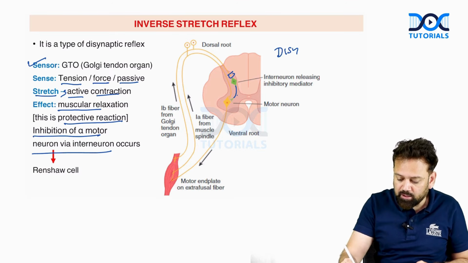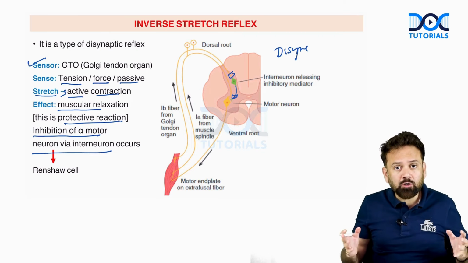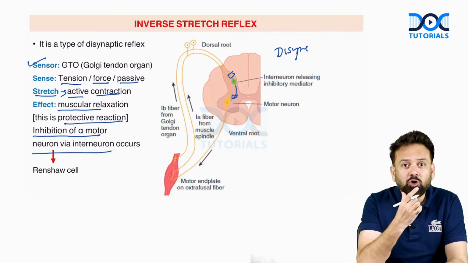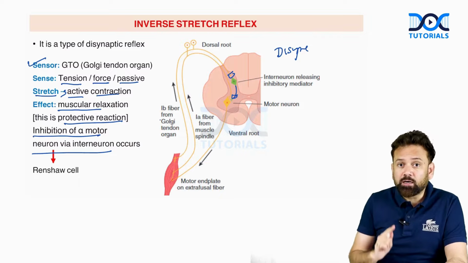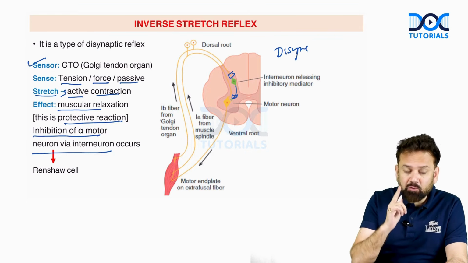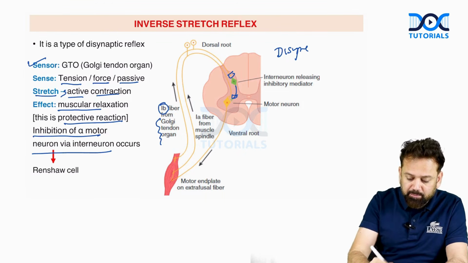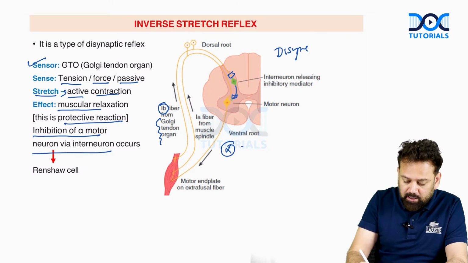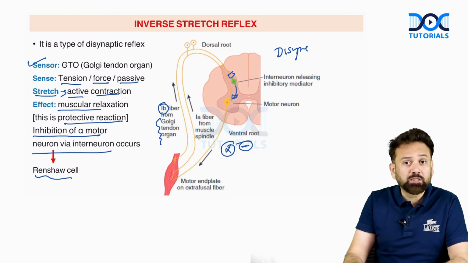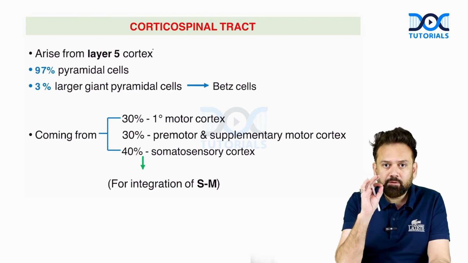Because now there are two synapses, 1 and 2. So stretch reflex doesn't have an interneuron. It is monosynaptic. Inverse stretch reflex has an interneuron to inhibit the alpha motor. So it is called bisynaptic or simply disynaptic. There, the afferent was 1A and 2. Here from the Golgi tendon, the afferent is 1B. And here alpha motors are inhibited. It is called Renshaw cell inhibition. What is it called? Renshaw cell inhibition.